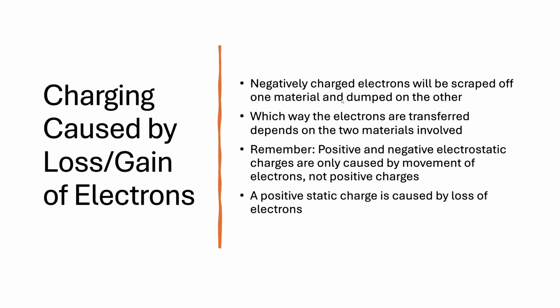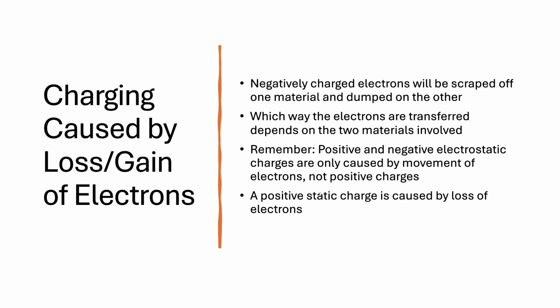So remember, electrons are negatively charged. Basically, when the two materials rub together, the electrons are scraped off one and dumped onto the other one. Which way the electrons are transferred depends on the two materials involved. And a really important thing to remember is that positive and negative electrostatic charges are caused by the movement of electrons, not protons. So protons never move. It's only the electrons that are ever transferred. And that's something they can sometimes bring up to catch you out.